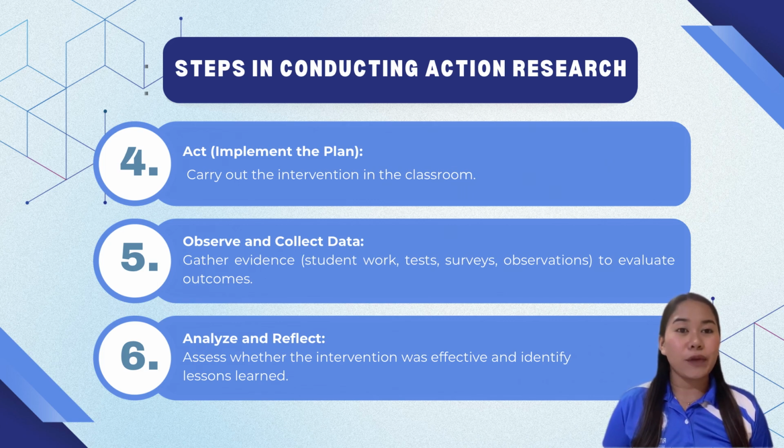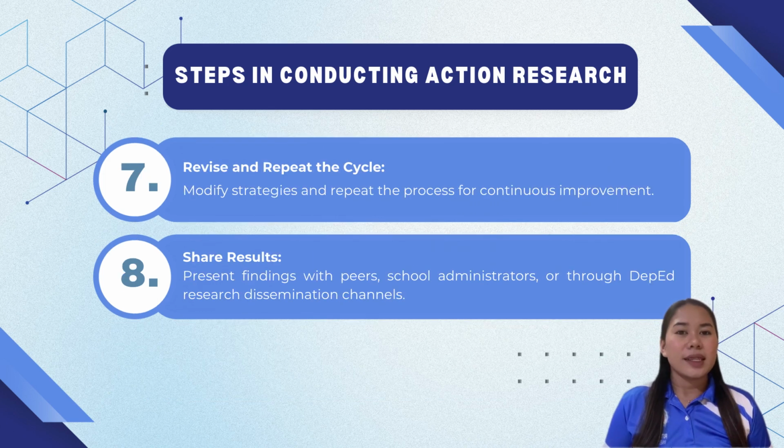Fifth, observe and collect data. Gather evidence such as student work, tests, surveys, and observations to evaluate outcomes. Sixth, analyze and reflect. Assess whether the intervention was effective and identify lessons learned. Seventh, revise and repeat the cycle. Modify strategies and repeat the process for continuous improvement. And lastly, share your results. Present findings with your co-teachers, school administrators, or through DepEd research dissemination channels.